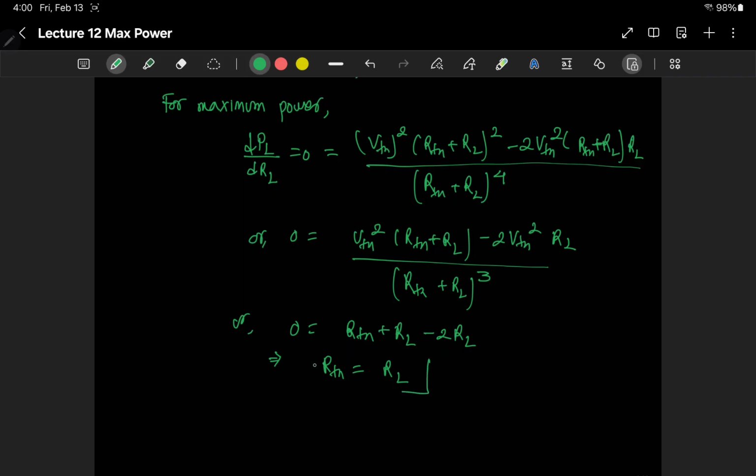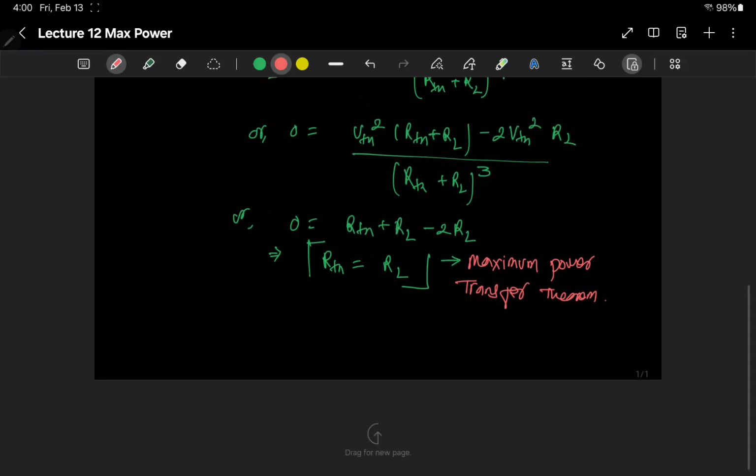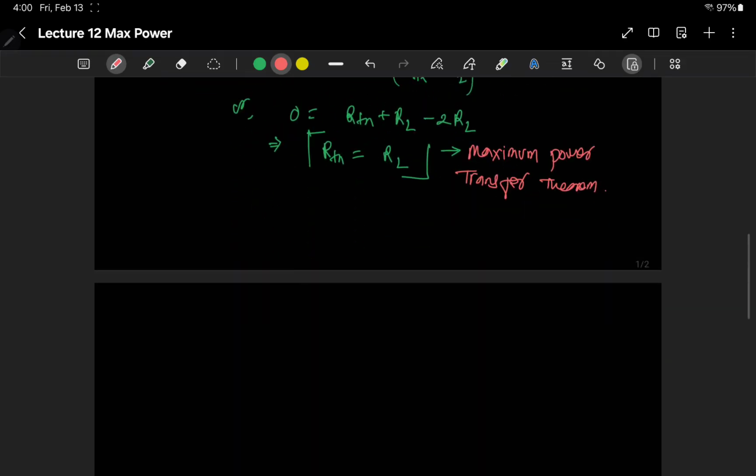So for the one port network to deliver maximum power, the load resistance should be equal to the Thevenin resistance. That is the maximum power. So let me write this, highlight this. Maximum power transfer theorem, and this is what we're going to look into in the lecture today.